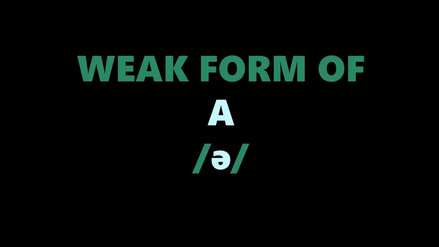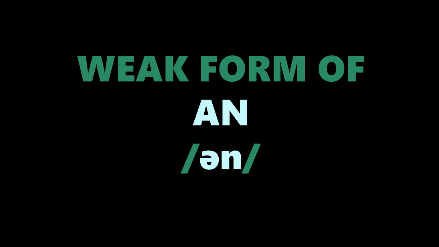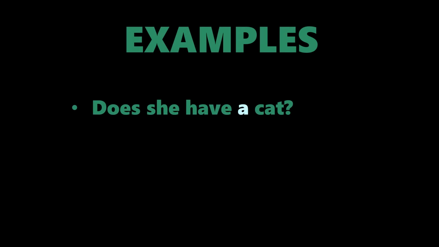So thinking about our a, the weak form of a is just schwa. And the weak form of the strong form an: we switch it up, we put the schwa in there, and an becomes un. So let's have a couple of examples then to put this in context.